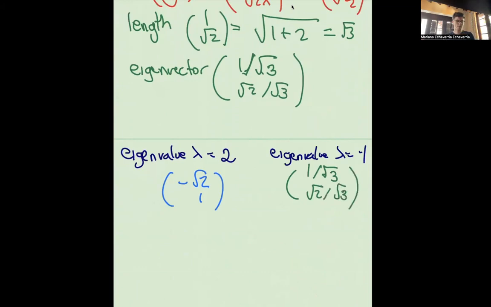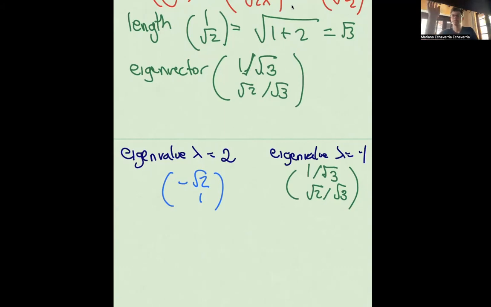Okay. So if you do the dot product between these two vectors, you'll notice that it is 0, which makes sense because I have told you that in the symmetric case, for distinct eigenvalues, the eigenvectors are perpendicular. So that's what it looks like.